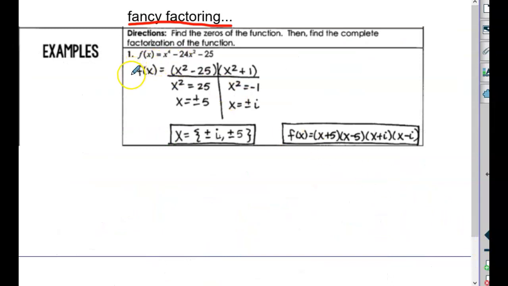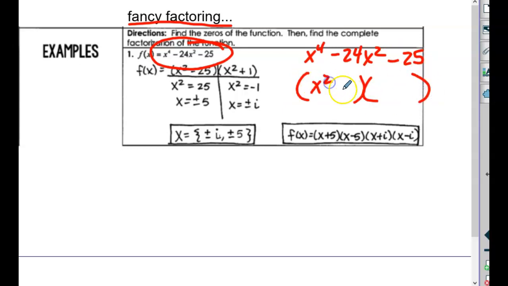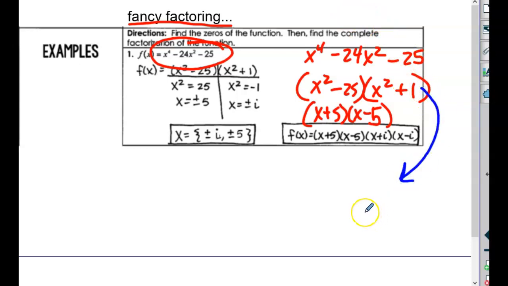So do you have this example? No? Maybe not? Yes, you do? I don't know if it's already done for you, but x to the fourth minus 24x squared minus 25. Remember when we saw an x to the fourth and it only had an x squared as the other term and a constant? We factored x squared and x squared. And then this one factors further, x plus 5 and x minus 5. But does x squared plus 1 factor further? Only minus 1 factors further, okay? x squared plus 1 does not factor further.